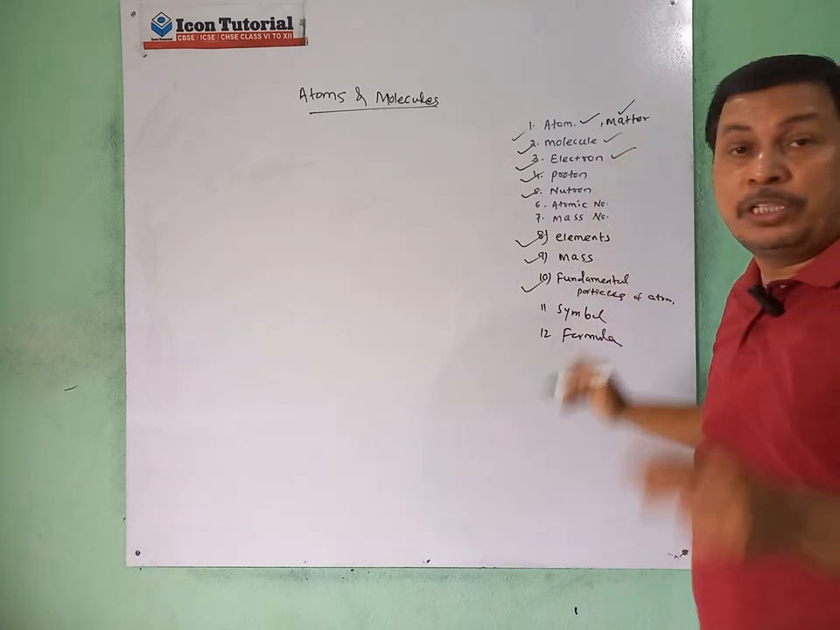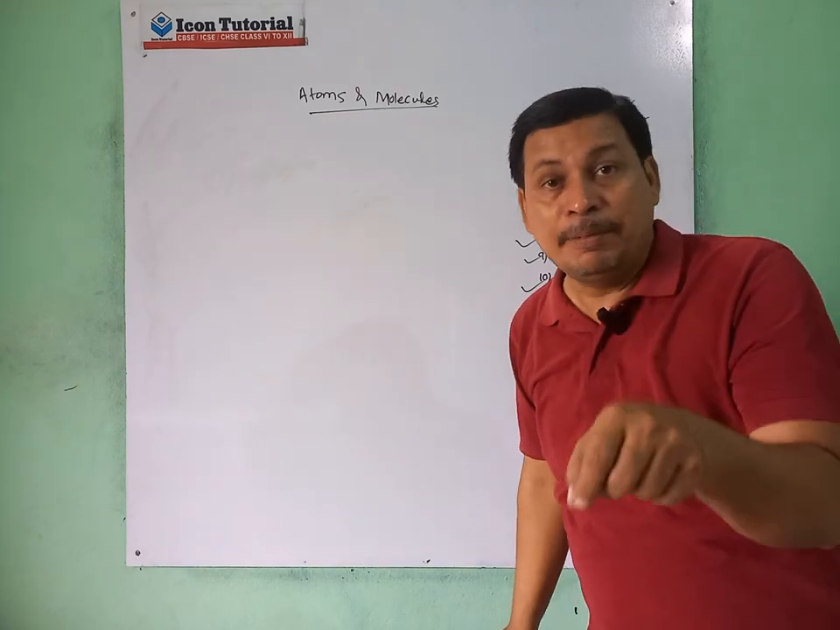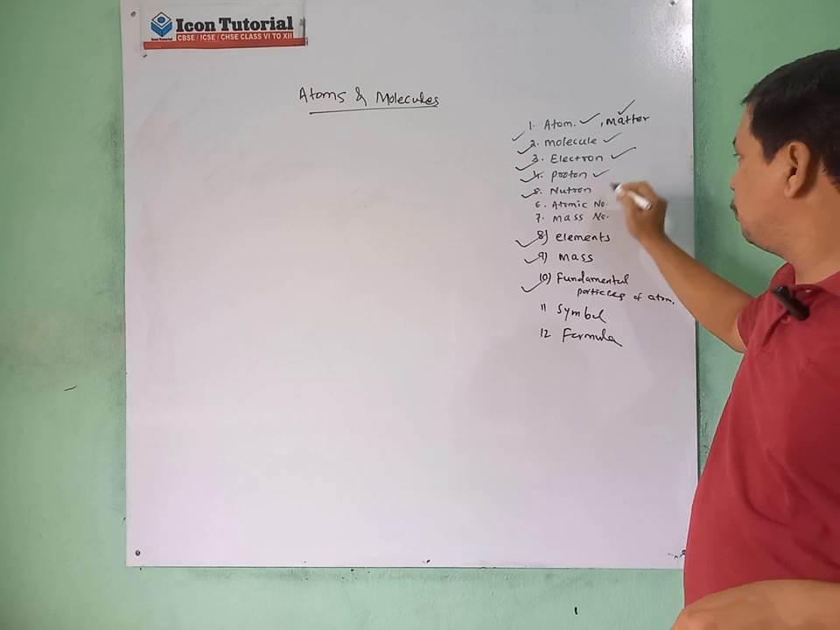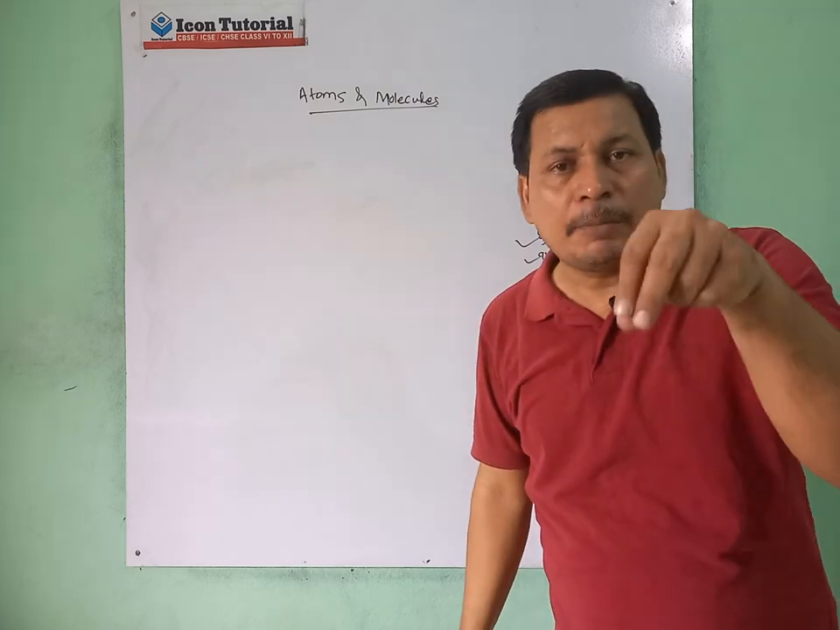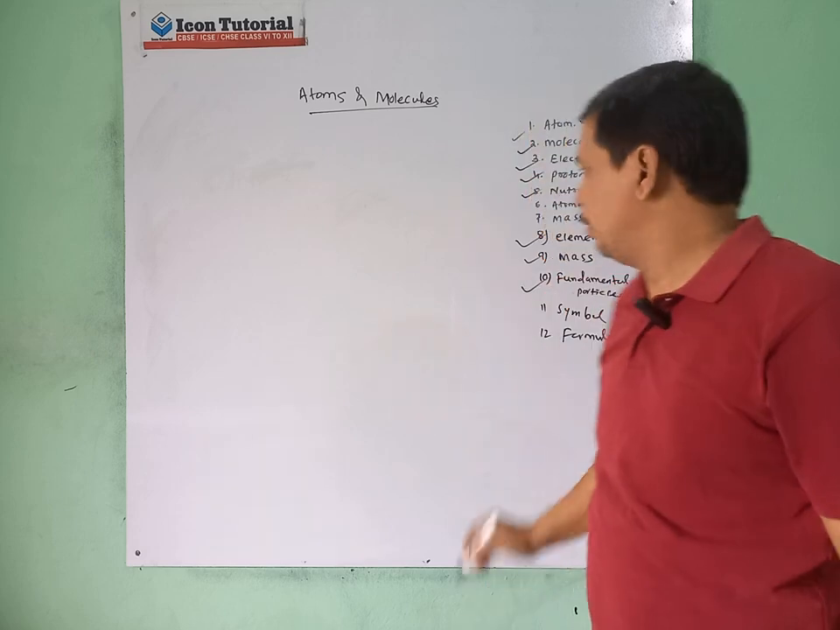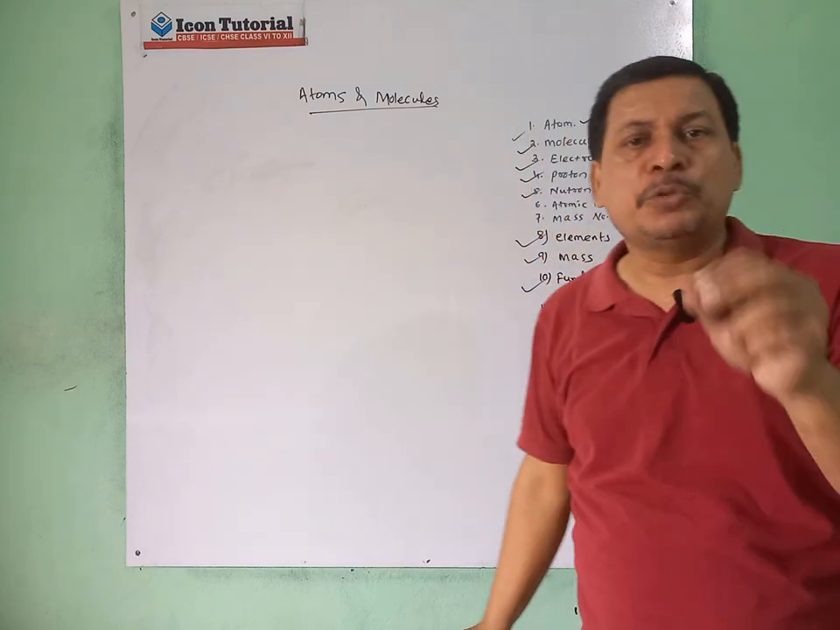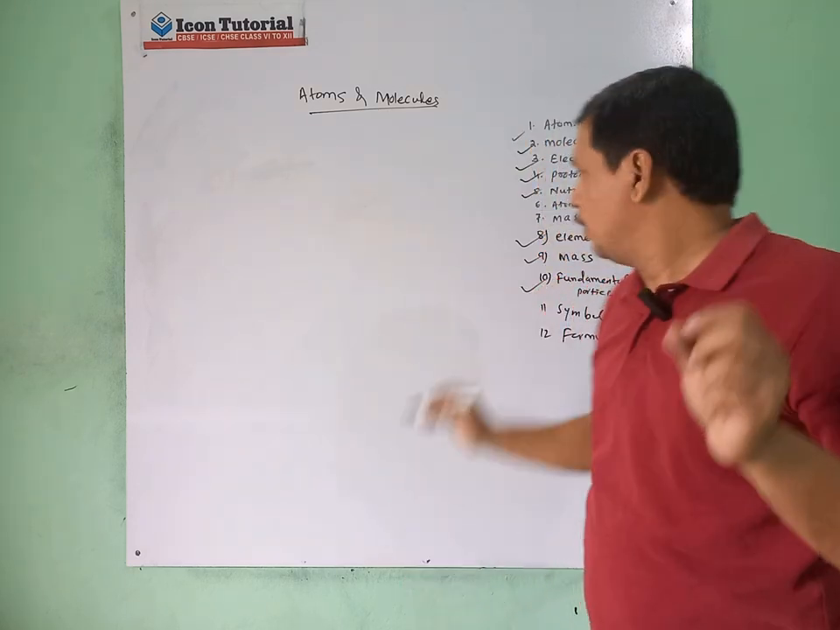So what is electron? The negative charge particle of an element, that is known as electron. What is proton? Proton is positive, electron is negative. So proton, the positive charge particle present in an atom, that is known as proton. What is neutron? A neutral particle present in an atom, that is known as neutron.